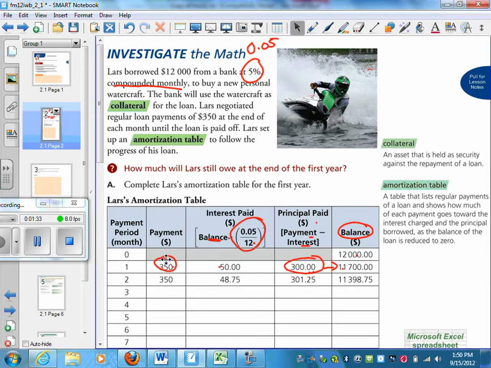Okay, so part of his $350 goes towards paying his interest, and part actually goes towards his principal. As you can see, as time goes on, his interest gets less because his interest is based on a smaller amount. So as time goes on, more and more of his payments actually go towards his principal, and his balance rather. Okay, so I'll show you what this looks like in a spreadsheet.